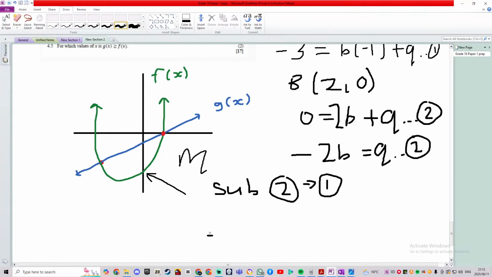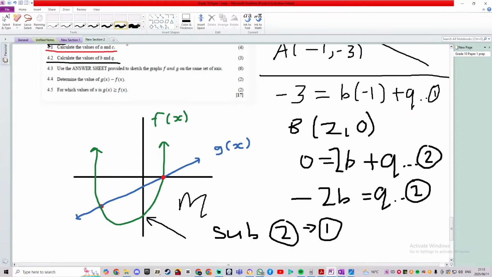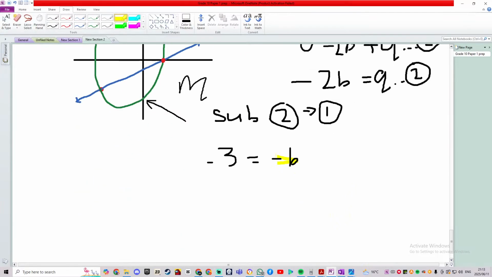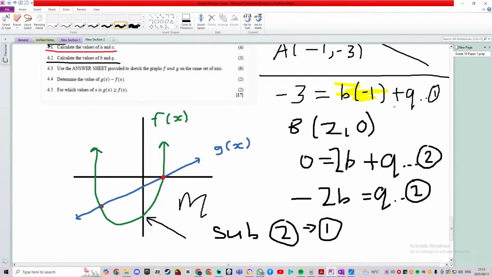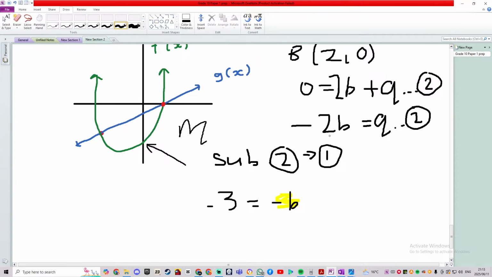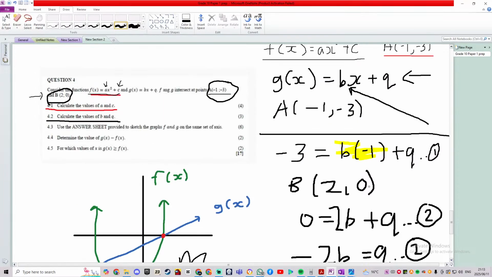Okay. Then I have minus 3 equals minus b. b times minus 1 is minus b. I'm just writing that one like this for faster working purposes. Then plus q. q, remember, is minus 2b. Did I make a mistake somewhere?